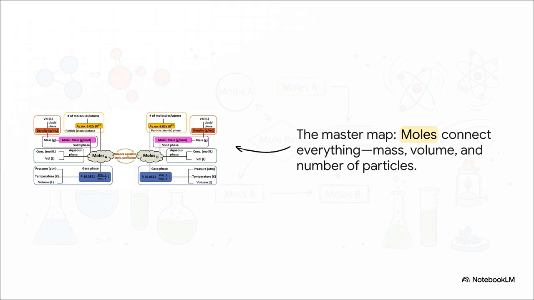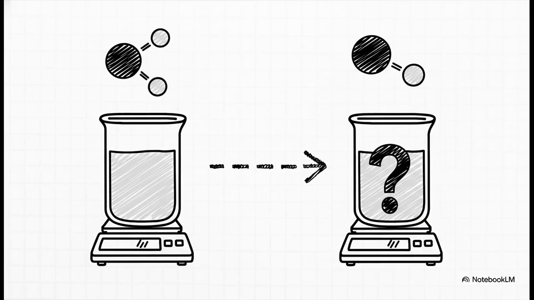The key idea is actually really simple. See how everything flows through the mole, through moles? The mole is the central hub that connects mass, volume, and even the number of particles. For now, we're just focused on that path from mass to moles and back again, but this just shows you how central the mole is to all of chemistry. All right, enough theory. Theory is great, but let's get our hands dirty with a real example, right?